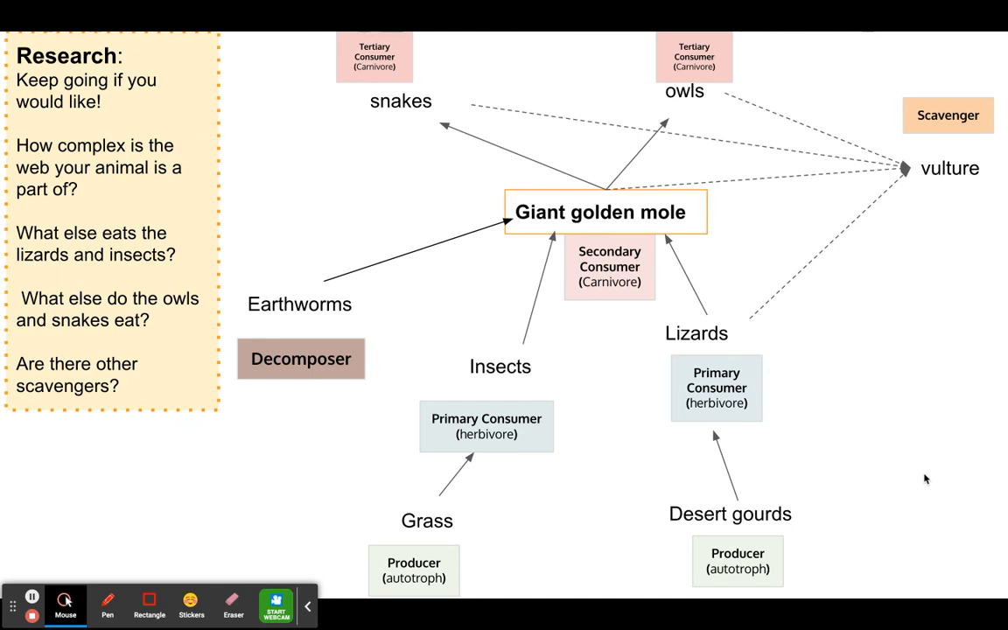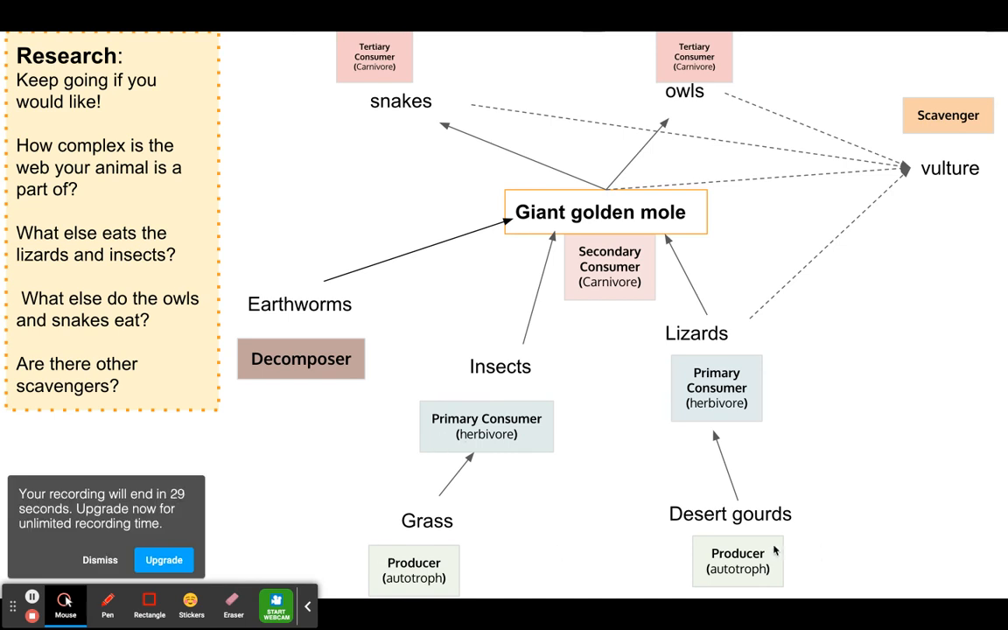Now this shows everything that we needed. I got herbivores, which are primary consumers. I got producers, decomposers, scavengers, but you can keep going if you would like. Keep adding animals in as much as you would like. Have fun.